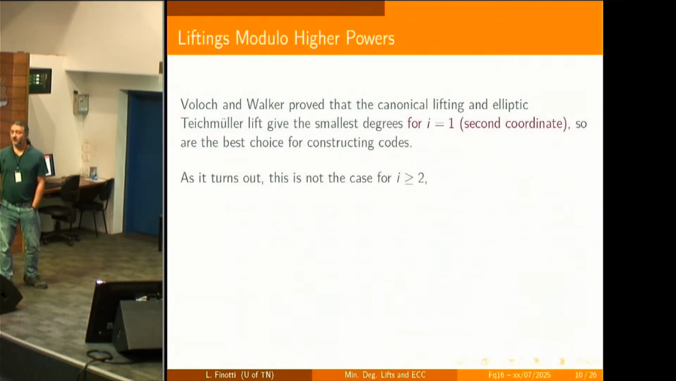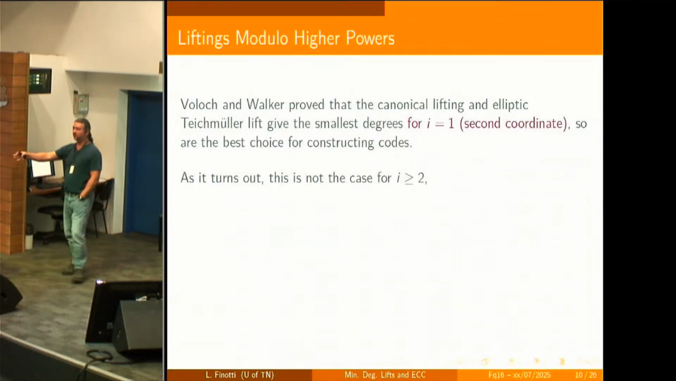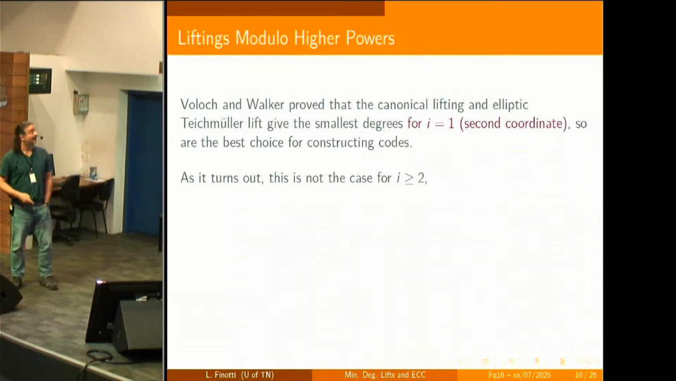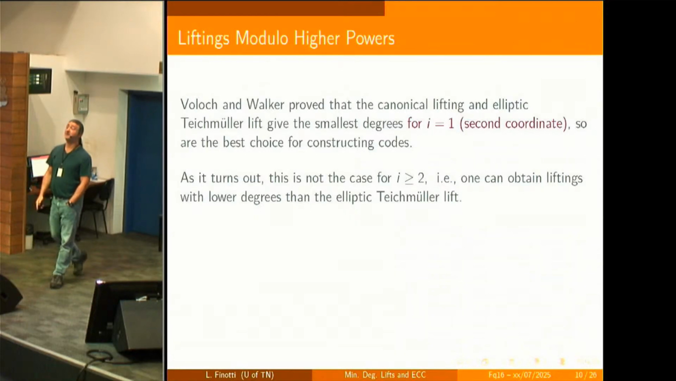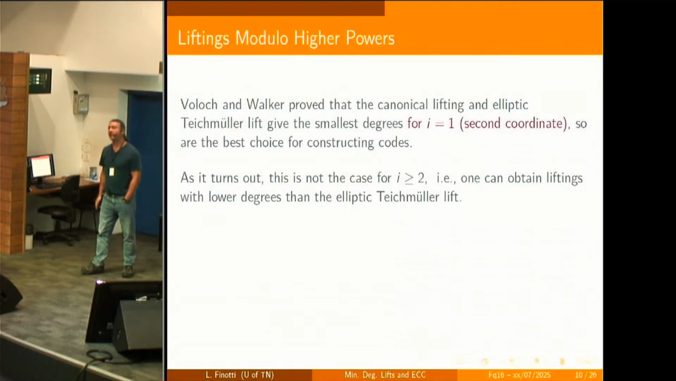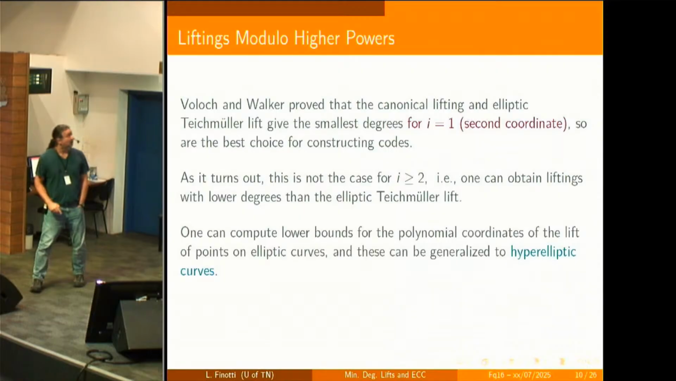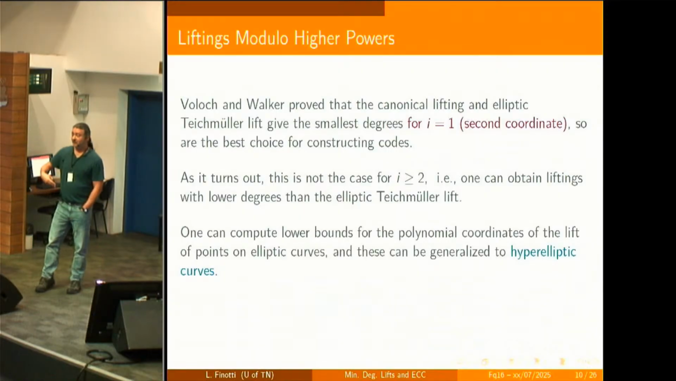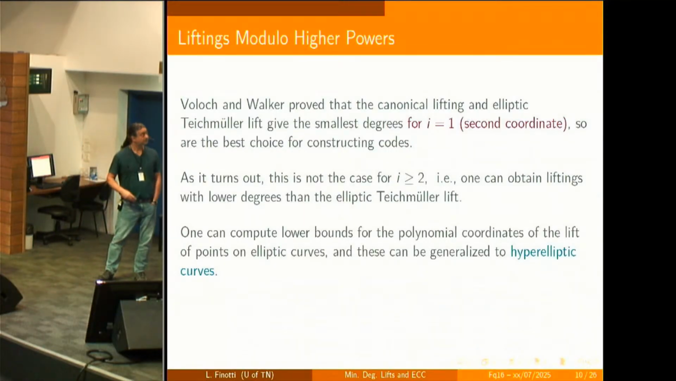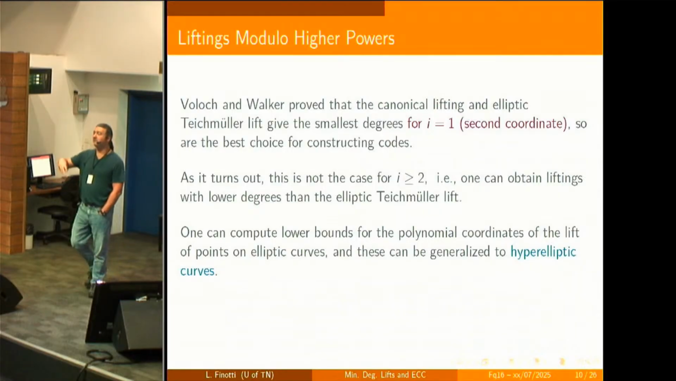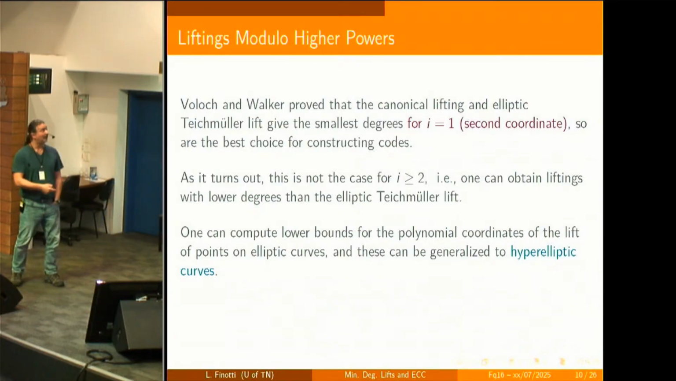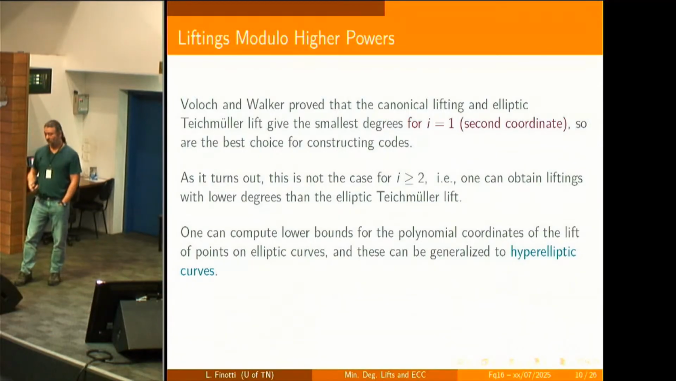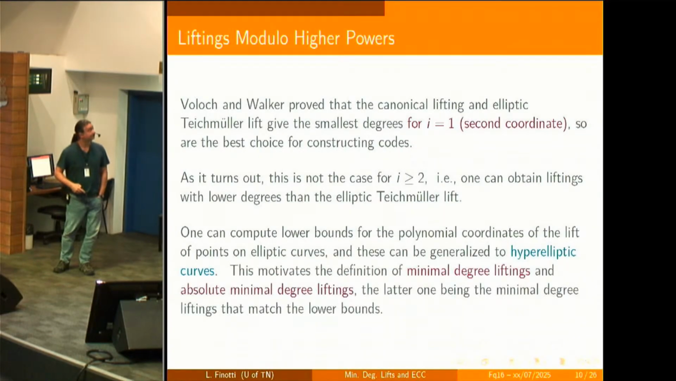So that was perfect for what Voloch and Walker did. They only look at the first two coordinates, and I looked at this third coordinate, and I found out that that is not the case anymore. The Teichmüller lift does not give you the best degrees. They're not the smallest degrees anymore. And since we're interested in constructing codes, that's not ideal. So I started to look at how we can minimize these degrees, and the same techniques could be applied to hyperelliptic curves. So I worked on generalizing to hyperelliptic curves.